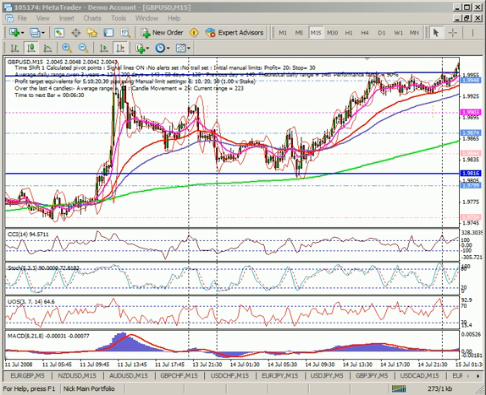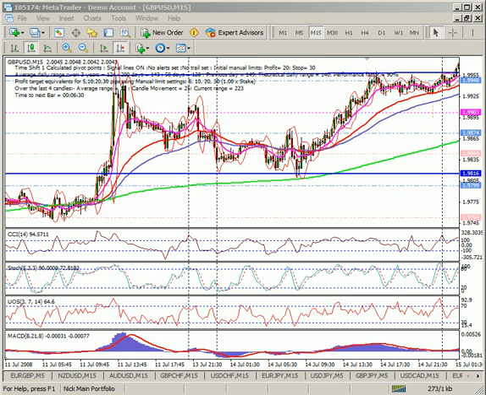Now the historical average daily range on cable, sterling dollar, is 140 pips. Anything above that can be considered large. So when we're getting up to 175, 180, 200 or more, then I am definitely looking for reversal trades. And here is one. It's not the best in the world, but it's a decent illustration.